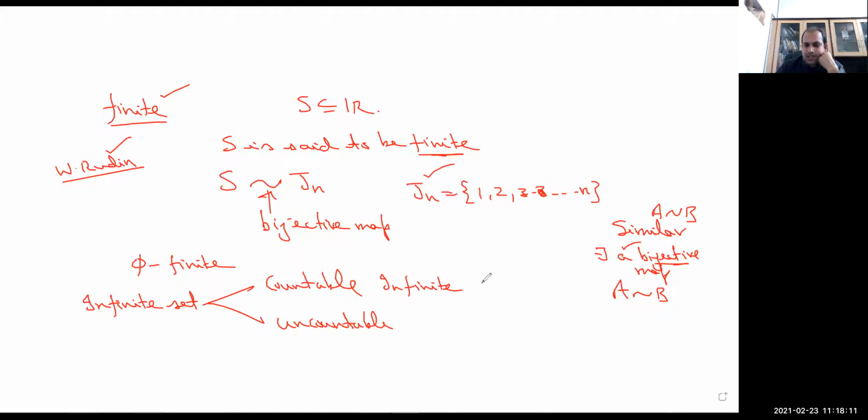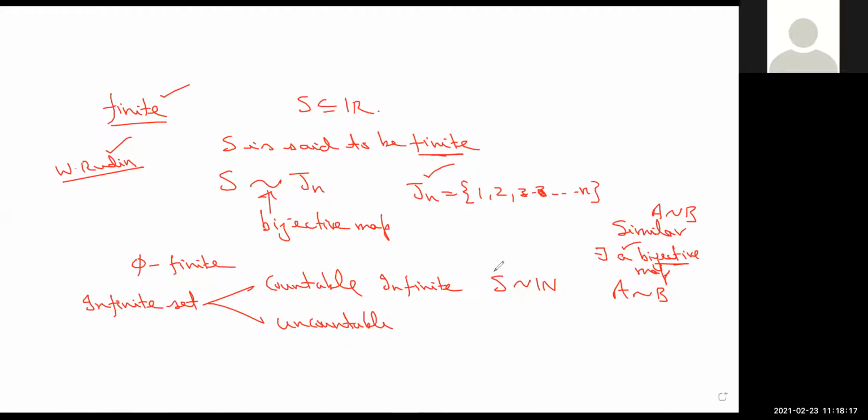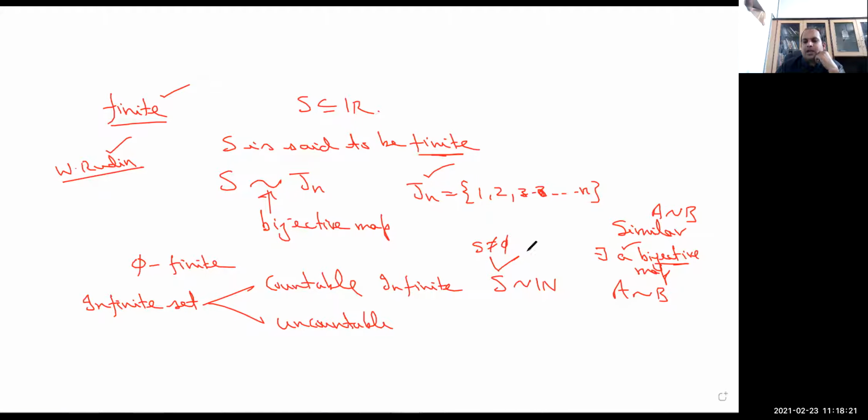Yes, it is said to be countable if it is similar to the set of natural numbers. Remember that S should not be equal to empty set. S should not be similar to Gn. पहले तो ये होना चाहिए, नॉन एम्प्टी होना चाहिए, और ये Gn के सिमिलर नहीं होना चाहिए, और साथ में किसके सिमिलर होना चाहिए? सेट ऑफ नेचुरल नंबर. Similar to set of natural number means there exists at least one bijective map. Okay.